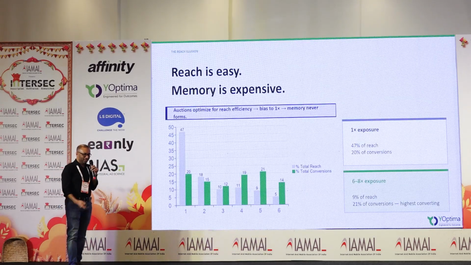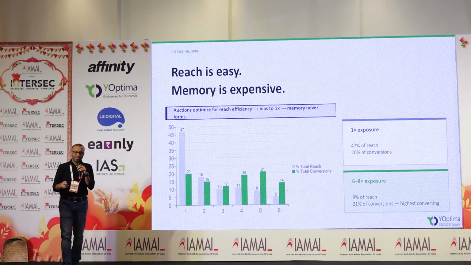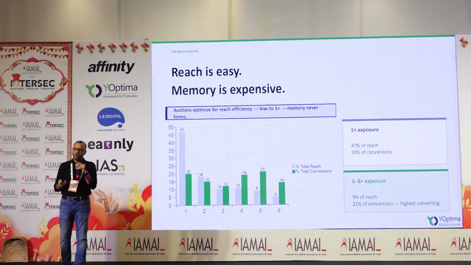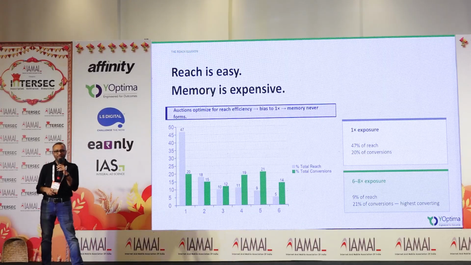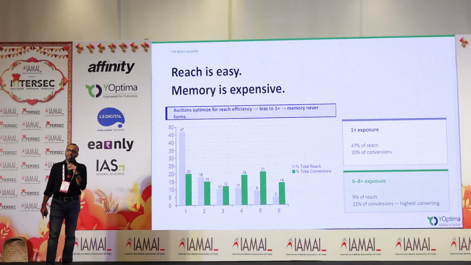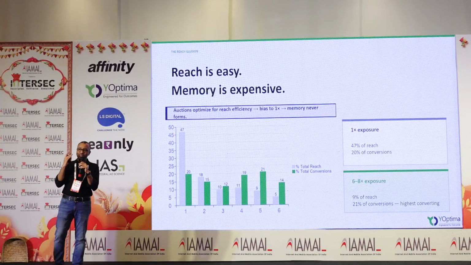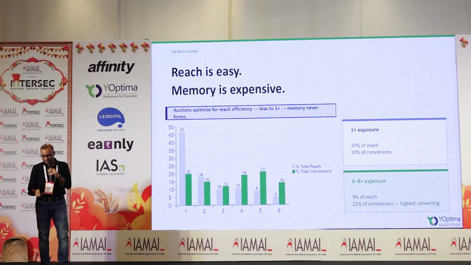Moving further on, reach is easy, memory is expensive. One plus reach may hardly drive any impact when you're doing a brand or a brand performance campaign. But as you can see here, as you go to higher frequencies, and obviously there is an optima at some point, there is an optimal frequency. But as you build higher frequencies with the right attention, the conversion at higher frequency cohorts is much higher than conversions at lower frequencies. All of these can be analyzed, and this needs to be really looked at when you're running a brand performance campaign.